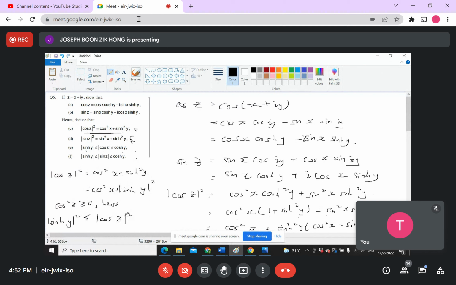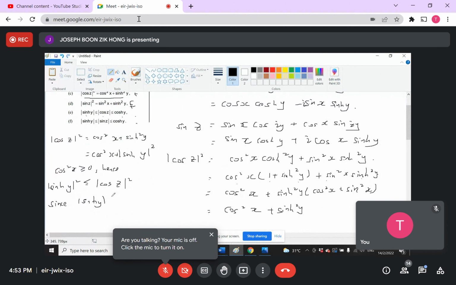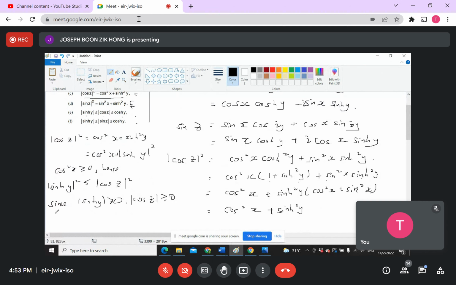Okay, since sine hyperbolic z, because it's a modulus, must be something greater than 0. And then cos z is also the same, something greater than 0. So that means you can remove the square directly. Okay, so hence I have done the half side. Okay, and then you try to think on the second side.